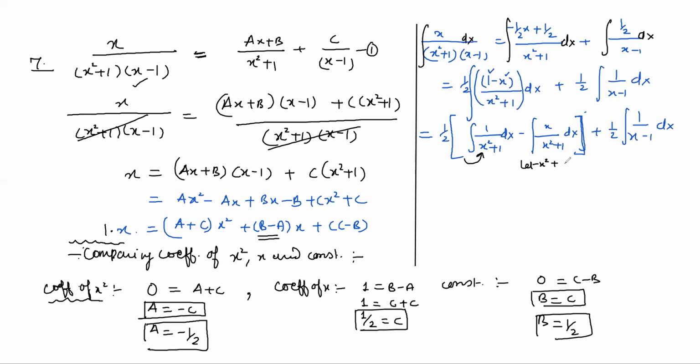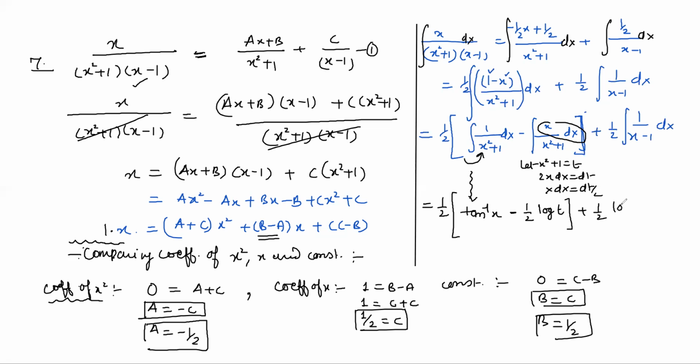Let x square plus 1 equal t. So 2x dx equals dt, and x dx equals dt by 2. Now just do the integration. It will be 1 by 2. It becomes tan inverse x, and this will be dt by 2, right? So 1 by 2 is here, and 1 by t will become log t. And this is 1 by 2, and this becomes log (x minus 1) plus c.